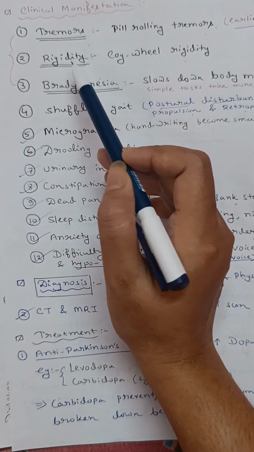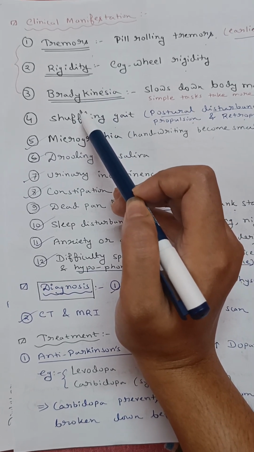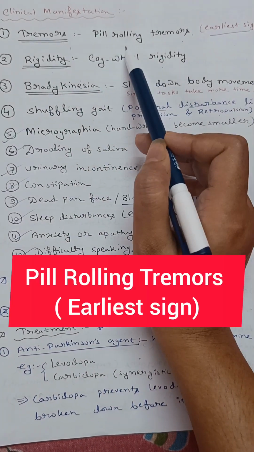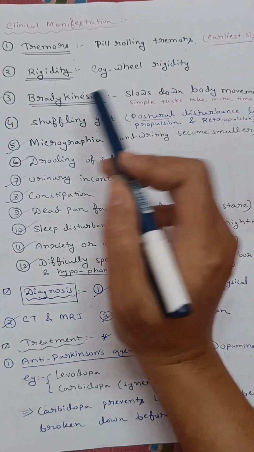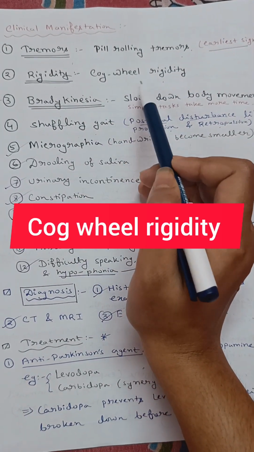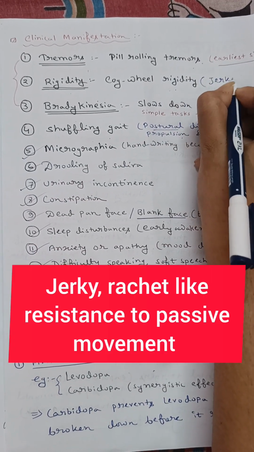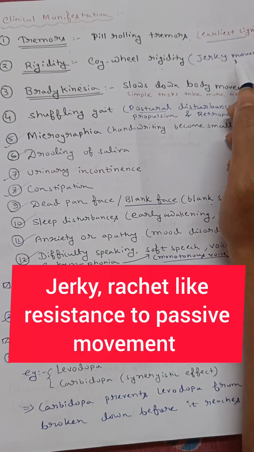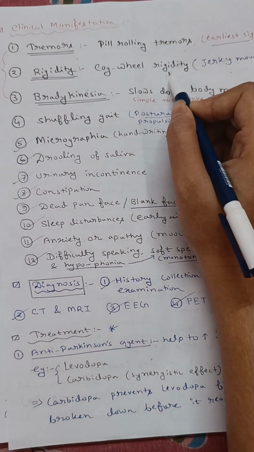So firstly, tremors, rigidity and bradykinesia. These three are the main clinical features. Here the tremors are the type of pill rolling tremors, which is the earliest sign of PD, and rigidity is the type of cogwheel rigidity. Cogwheel means jerky and ratchet like resistance to the passive movement of the muscles. So this is the cogwheel rigidity.